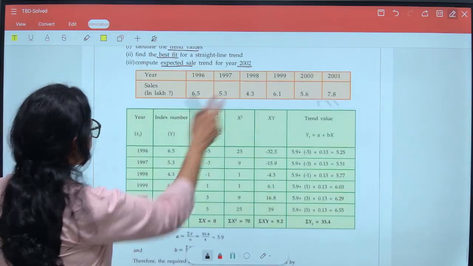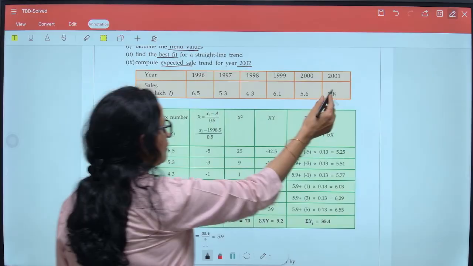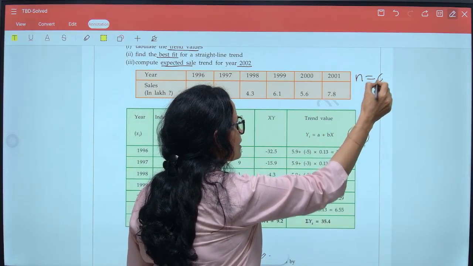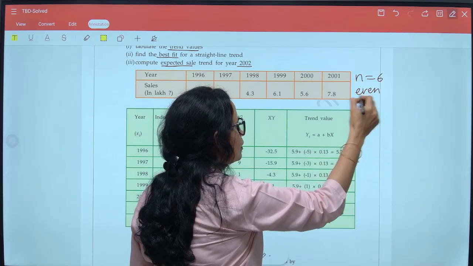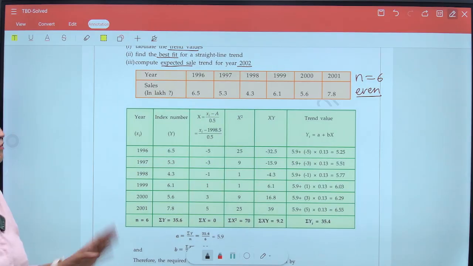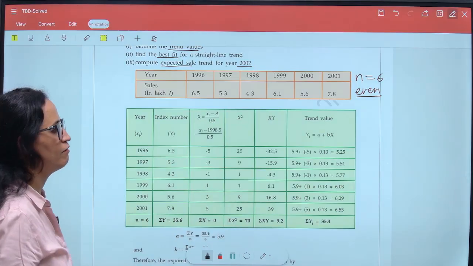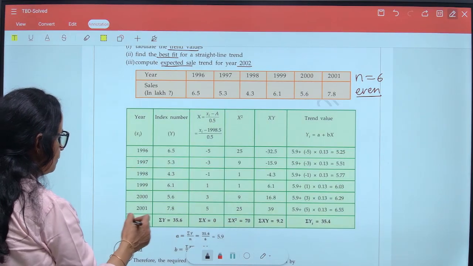So the data is till 2001 and we have to compute the expected sale for 2002. So the first step is again you tabulate your data vertically. How many years? 1, 2, 3, 4, 5, 6. So here n is 6, which is even. So for an even year we don't have any center value. The problem with even number of data points is there is no center value. So how do you find the center?